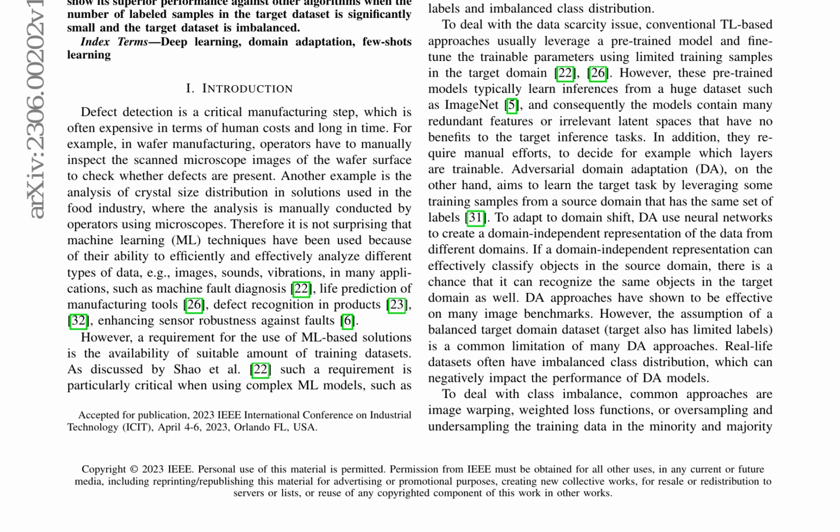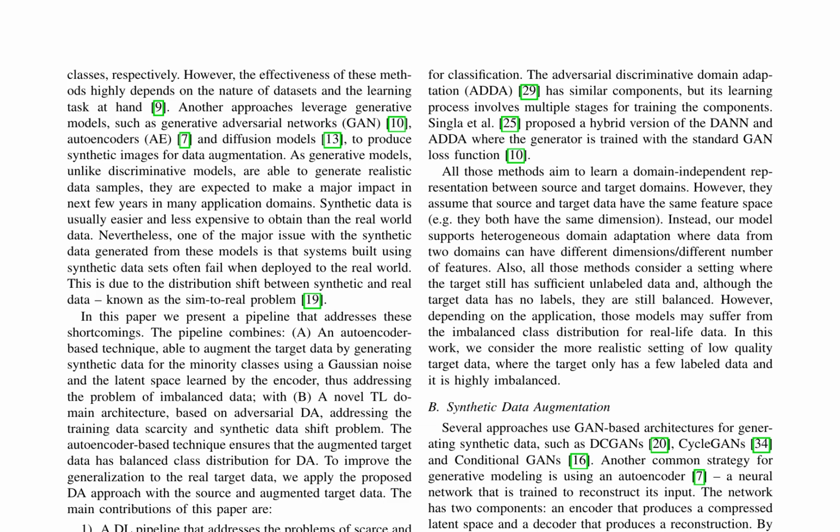imbalanced. The related work section discusses adversarial learning-based approaches, such as DAN and ADDA, which aim to learn a domain-independent representation by using two competing networks of feature extractor, generator, and domain discriminator. These methods assume that source and target data have the same feature space and sufficient labeled target data, and they may suffer from imbalanced class distribution in real-life data.